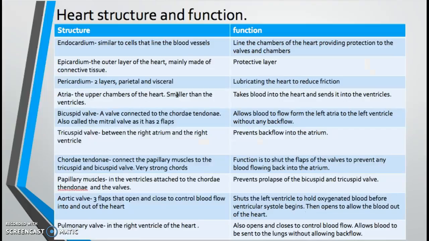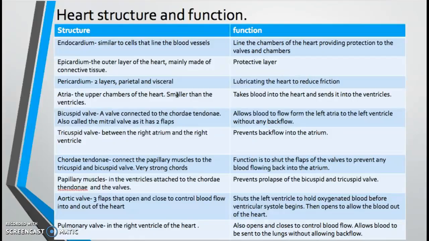So the structure and function of the heart, it has many structures and functions, and we'll start with the endocardium, which is similar to the cells that line the blood vessels, and they line the chambers of the heart, providing protection to the valves and chambers. The epicardium is the outer layer of the heart, mainly made of connective tissue, and is also just a protective layer. The pericardium has two layers, the parietal and visceral, and it lubricates the heart to reduce friction.